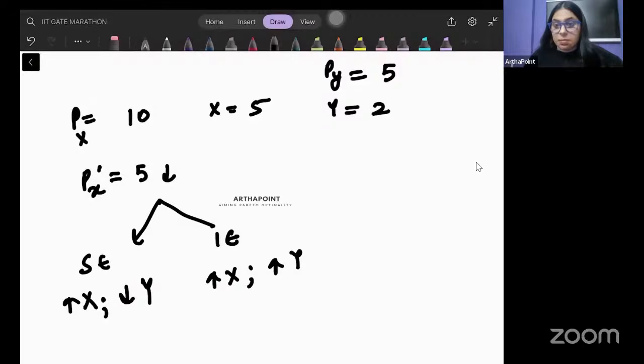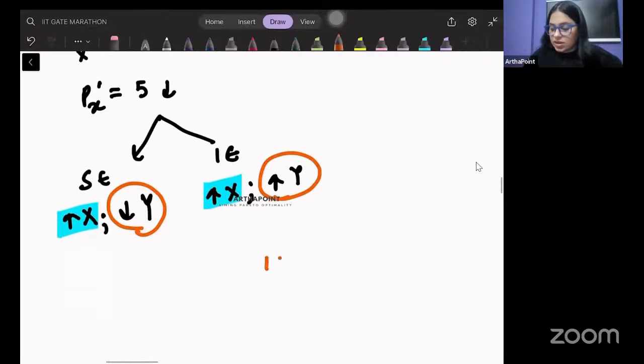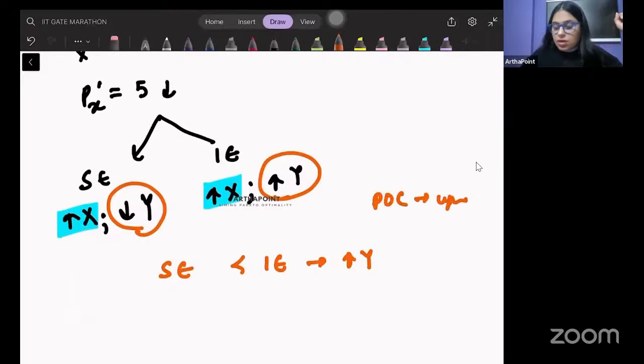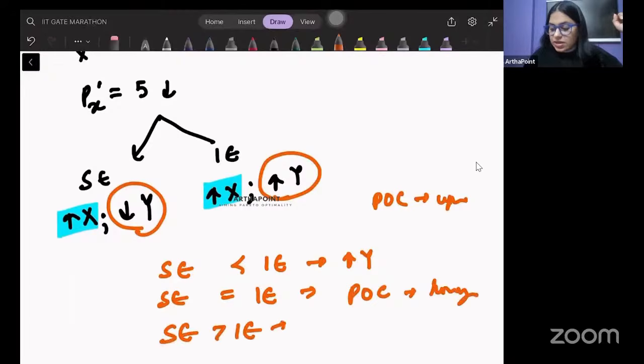So ultimately, both are telling me to increase X. But my POC more than anything will depend on what happened with Y. If my income effect for the other good is more than the substitution effect, I may end up increasing Y also along with X. Then my POC will become upward sloping. If substitution and income effect are equal, then I will not change Y at all. Then in that case, my POC will become horizontal. And if my substitution effect is greater than income effect, then I will end up reducing Y, in which case my POC will be downward sloping.